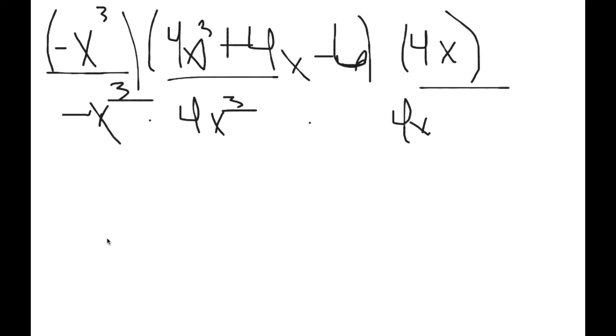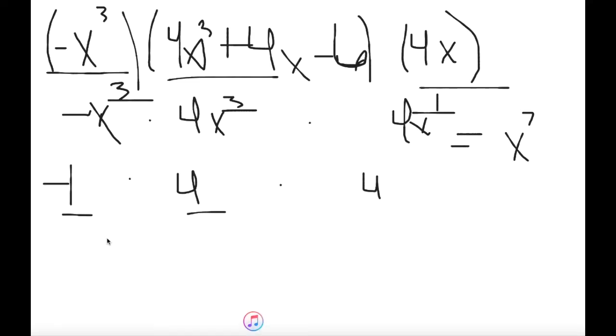Again, when multiplying exponents, you're actually adding them. So 3 plus 3 plus 1, because x is x to the 1, equals x to the 7th. And then you're going to multiply your coefficients. So in this case, negative 1, because negative x, 4 and 4. And then multiplying negative 1 and 4, you get negative 4, times 4 is negative 16. So you get negative 16x to the 7th.